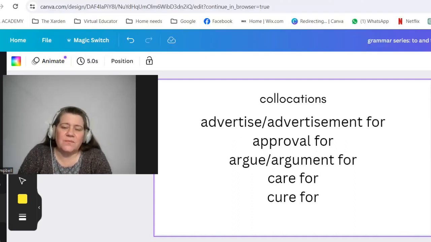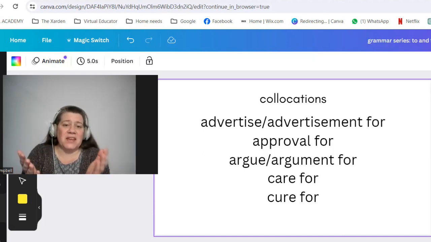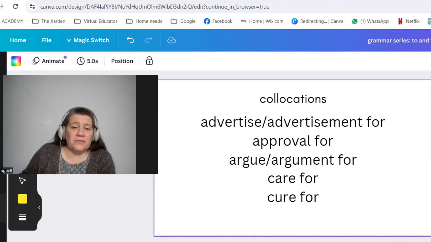Collocations with for. We would use advertise or advertisement for something. Approval for. Did you get approval for the field trip? Argument for. And the reason we use argument for is because we also have argument against. For and against. If you're talking about that, then you are in support of it. So an argument for something. Care for means to take care of. I care for my family. Cure for, to find a cure for. Do they have a cure for COVID? Or just vaccinations for it? The cure for. They are trying to find a cure for cancer.